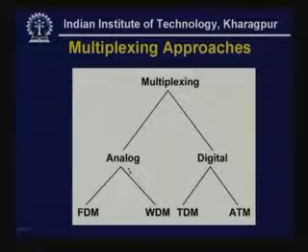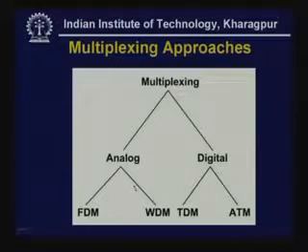Now, so far as frequency division multiplexing is concerned, as we shall see, we use analog signaling. That means we generate the signal by using FDM and WDM techniques. The analog signaling is used in two different techniques, FDM and WDM, and as we shall see, time division multiplexing is done by using digital signaling, and that is why it is called TDM, and ATM stands for asynchronous time division multiplexing.